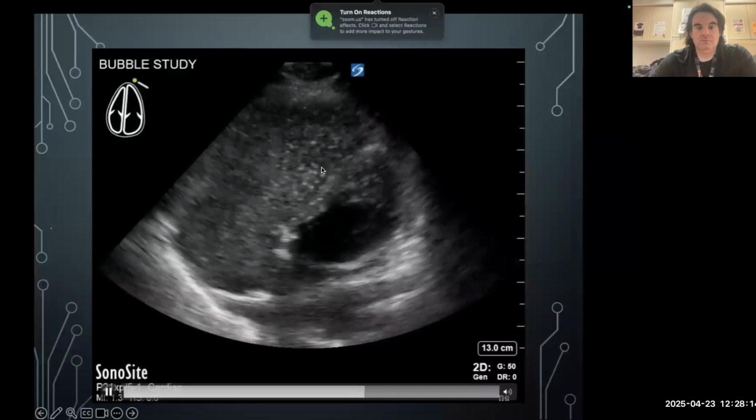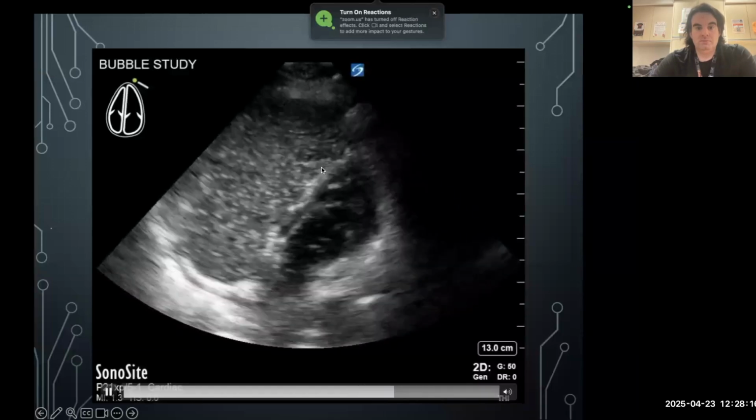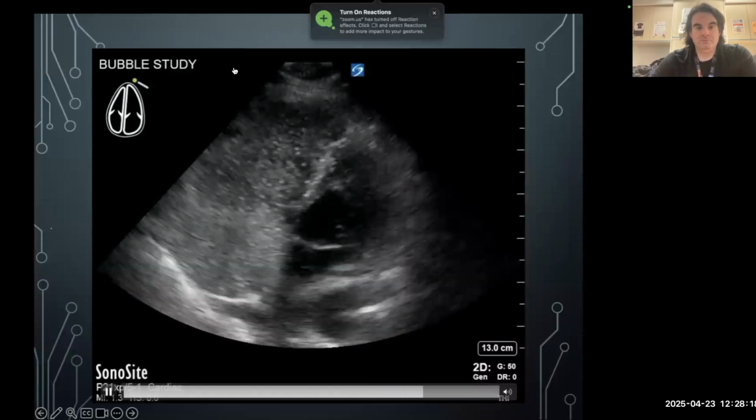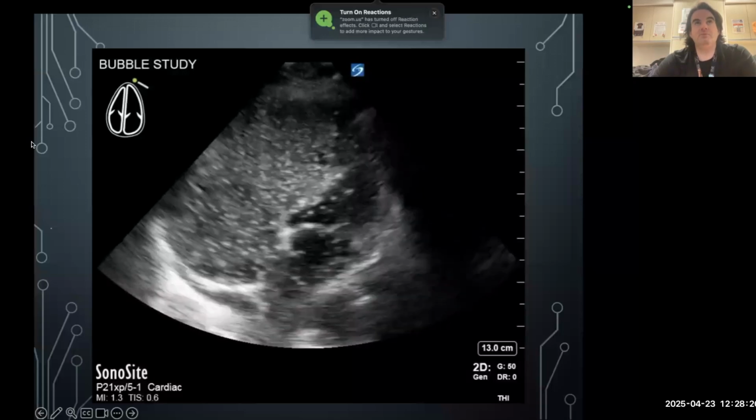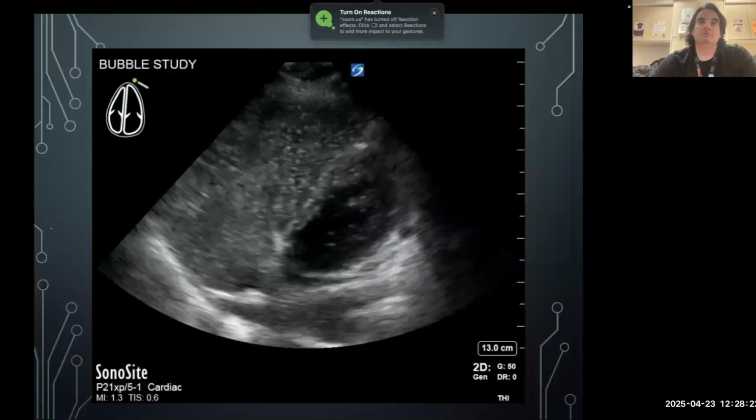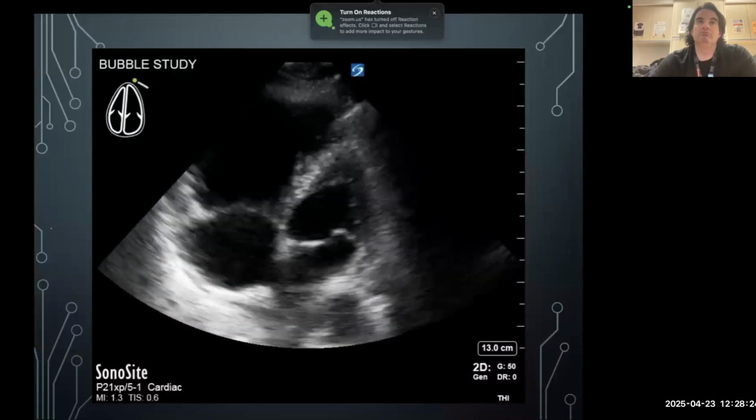If they cross within 1 to 2 beats, very quickly, it suggests an intracardiac shunt. If it's like 4 to 8 beats, it usually suggests an intrapulmonary shunt, because it takes longer to go through the pulmonary circulation and then eventually return back to the left side.